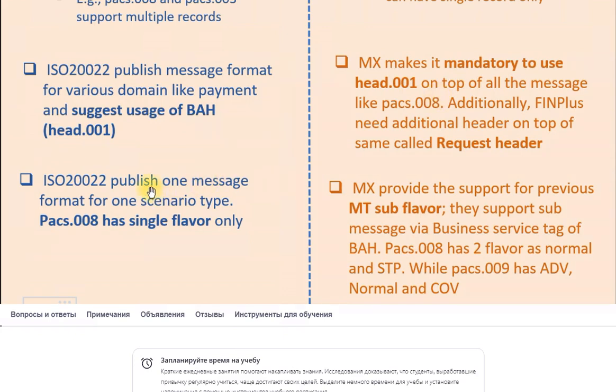ISO 20022 publishes one message format for one scenario only. So for PACS.008, they only have PACS.008. They do not say that this is PACS.008 flavor 1, flavor 2. But considering the MX world, they are coming from the MT world in which MT103 has a flavor of STP as well as normal. And similarly for MT202 COV and normal as well. So they try to give the flavor, and to accommodate that they have used a particular tag called business service to provide this. So they have the same PACS.008 but with multiple flavors like STP, and for PACS.009 COV also. Now we will see how the versions are managed in the ISO world and the MX world in the next slide.